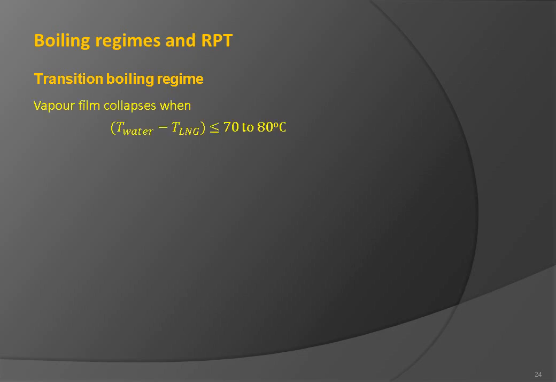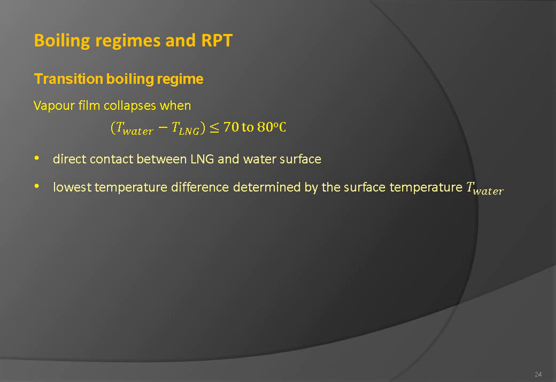The vapor film collapses when the temperature difference T water minus T LNG decreases to approximately 70 to 80 degrees Celsius. At that point, the LNG comes into direct contact with the water surface. As the LNG layer is at its saturation temperature, the lowest temperature difference is essentially determined by the minimum surface temperature T water.